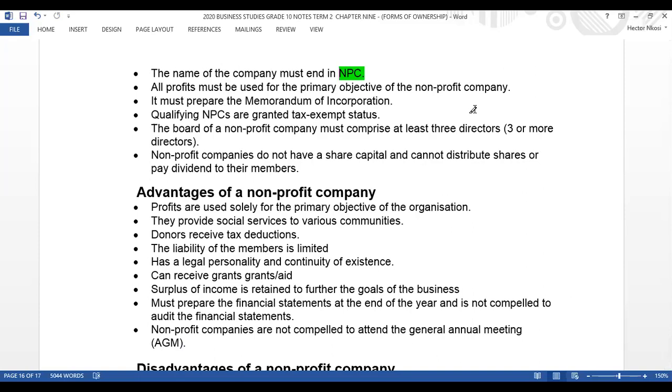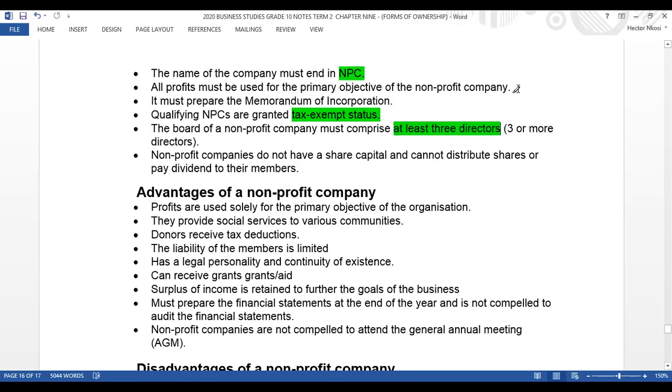Also, the qualifying non-profit companies are granted a tax exempt status, which means they are not paying tax. So your NPC is not paying tax, or it's not subjected to tax, basically. Also, the other thing that you need to look at, the board of a non-profit company must comprise at least three directors or more, three or more. So it must have at least three directors or more, right?